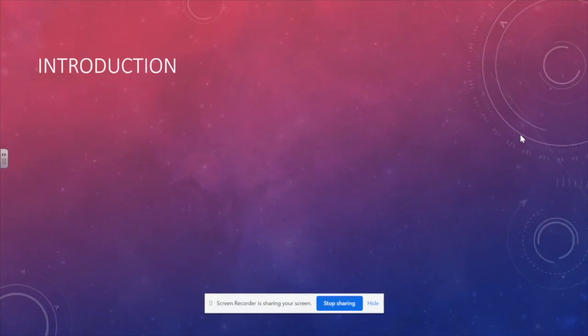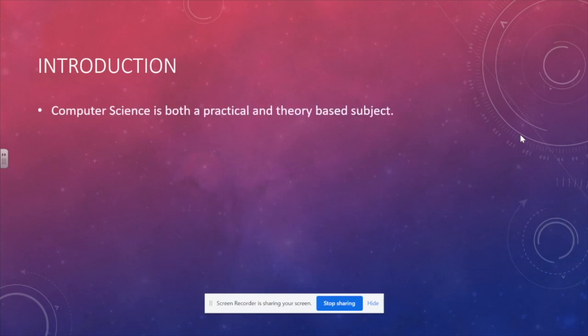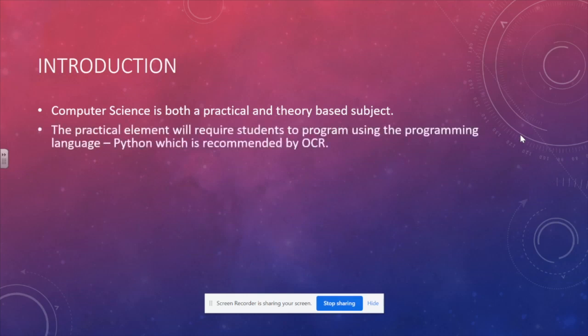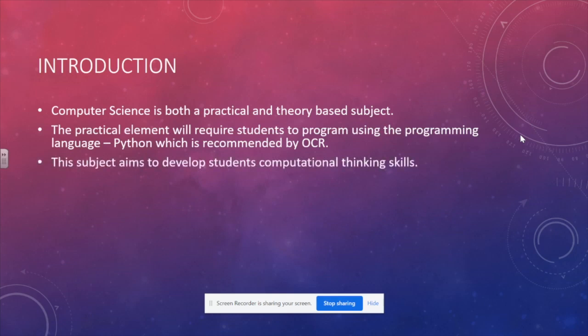So, computer science. The course itself is both a practical course in terms of programming and theory-based, and there are lots of units that are covered throughout the course. I'll go into more detail about those in a moment. The practical elements will require students to program using the programming language Python. This is a programming language that is recommended by OCR.